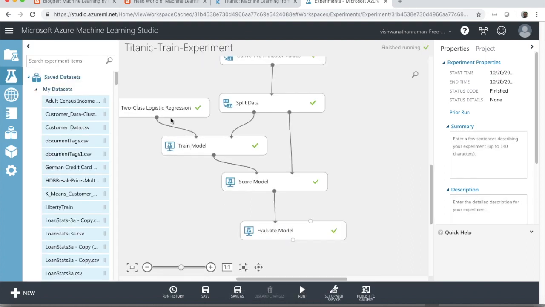As you can see here, all the components have been run. And now let's go and explore what is score model and what is evaluate model. Now let's explore the score model. Let's look at the output of the score model and then click on visualize.